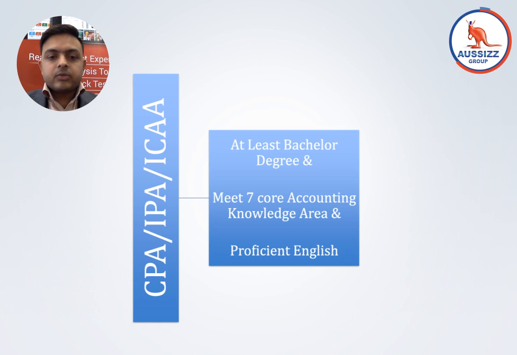Now, if you apply with CPA and CPA comes back and says you don't meet the 7 core accounting knowledge areas, they would give you an option to study those subjects by completing a foundation exam with CPA, or going to a university or institute approved by CPA and completing those particular units only. On top of that, the applicant has to have proficient English, which is IELTS Academic 7 in each, or PTE Academic 65 in each, or an equivalent score in TOEFL or CAE.